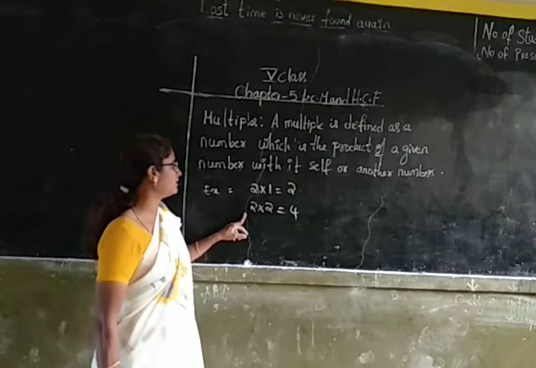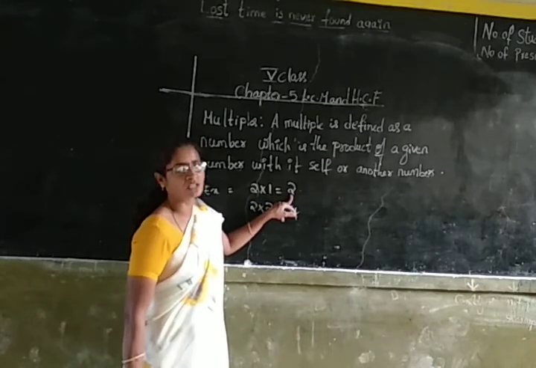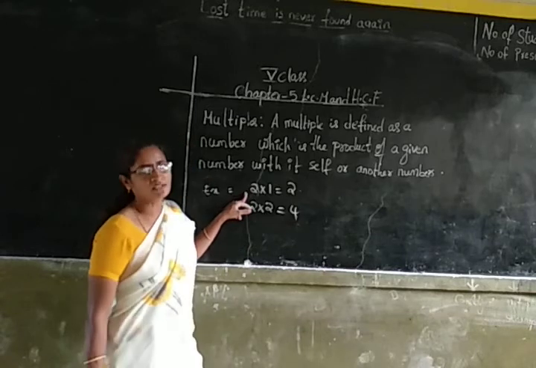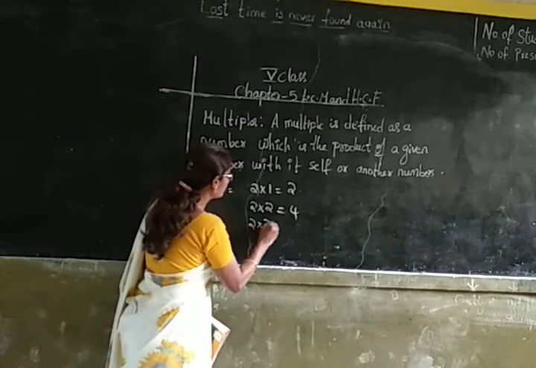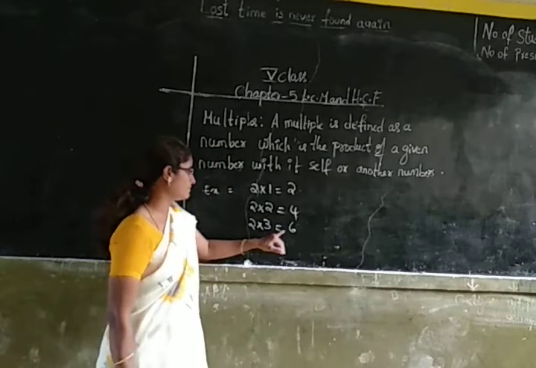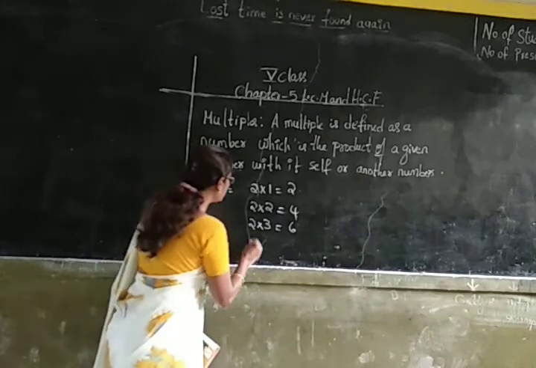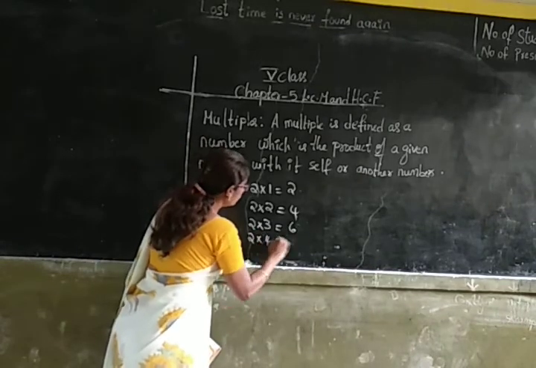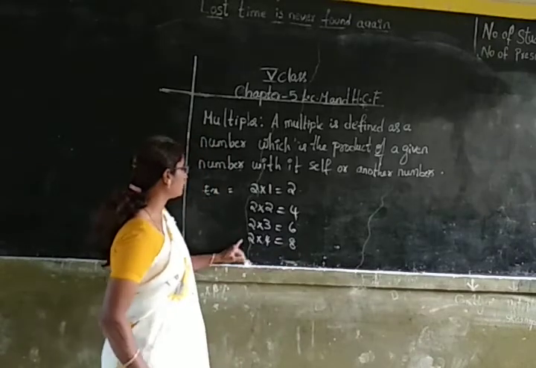Did you understand, children? When you multiply a number with another number, the product which you got is called the multiple of that number. So similarly, if you multiply 2 with 3, the product is 6 and 6 is called the multiple of 2. Similarly, if you multiply 2 with 4, the product is 8 and 8 is called the multiple of 2.